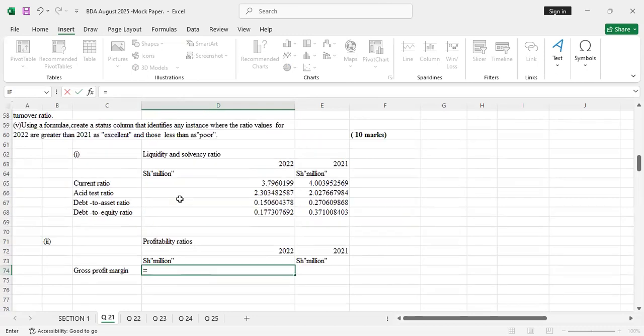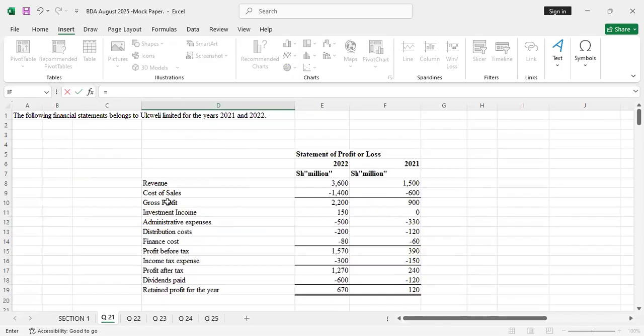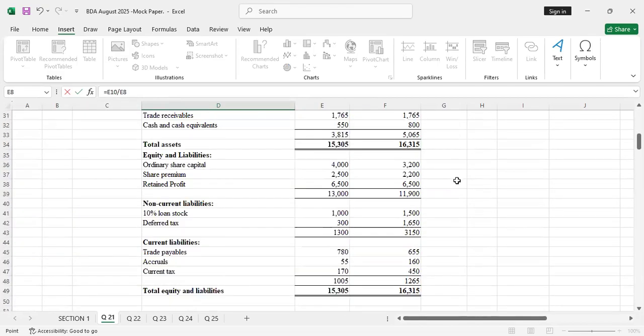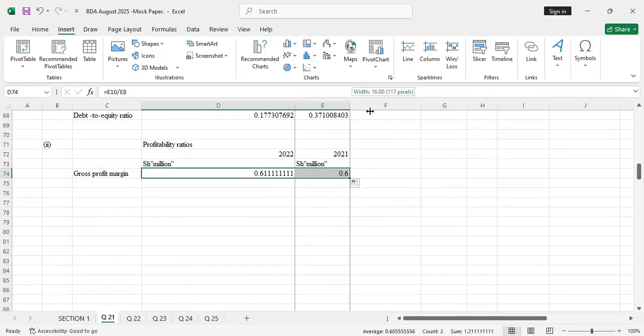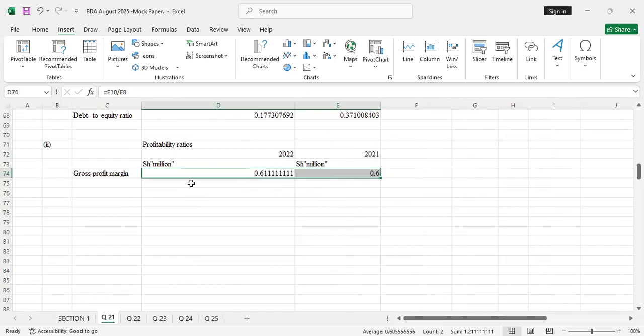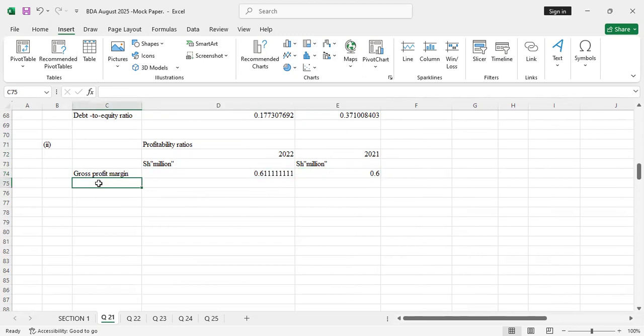So what is our gross profit? You go to the statement of financial position, and this is our gross profit for 2022. You divide by revenue. That's our revenue, so just divide it that way and you are done. You enter, and you have that 0.6. I'll drag the same for 2021. Let me extend that. You just have to click to confirm. It's telling me F10 divided by F8. That's correct. Then we continue.